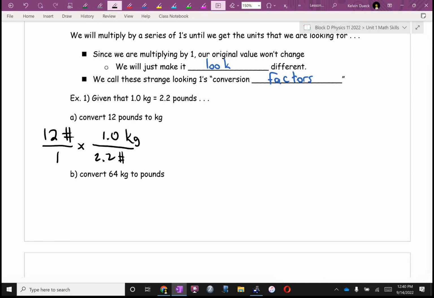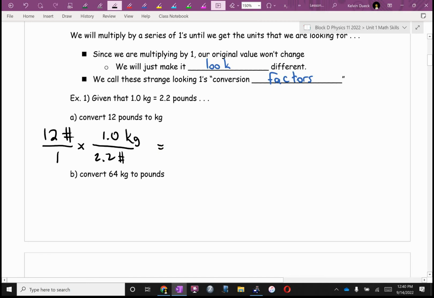The final rule is if it's on the top, you multiply. If it's on the bottom, boys and girls, what do you think? You divide. Now, technically, I should go 12 times 1 divided by 1 divided by 2.2. Will timesing by 1 and dividing by 1 make a difference at all? We're going to skip those.